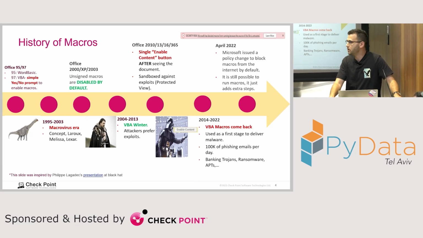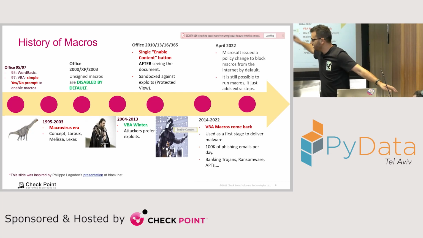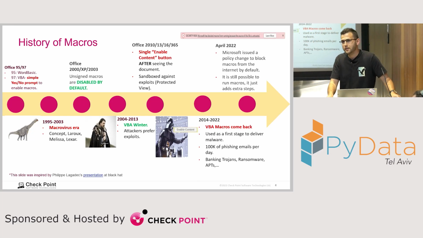basically decided to change their policy and to add this enable content button that all of you have seen and are familiar with. Basically a single enable content click after opening the document. The document is running in protected view, in a sandbox and probed in a sandbox, but the criminals have found a way to bypass this protected view. So from 2014 to basically present day, VBA macros came back again. They're usually used as a first stage to deliver malware.